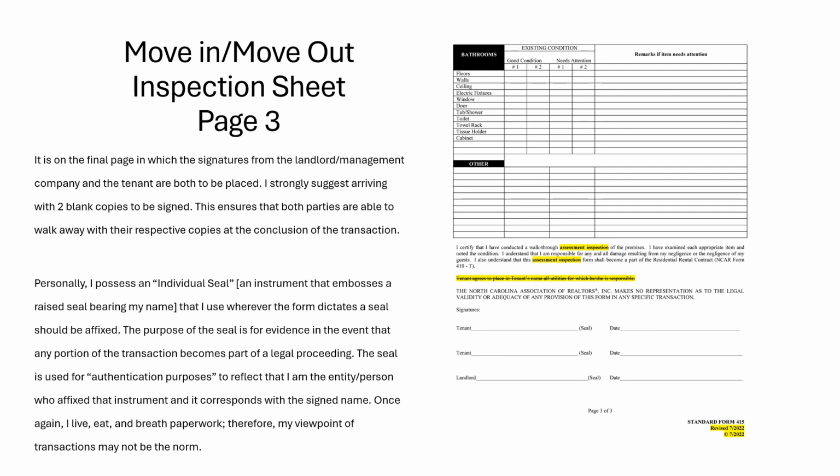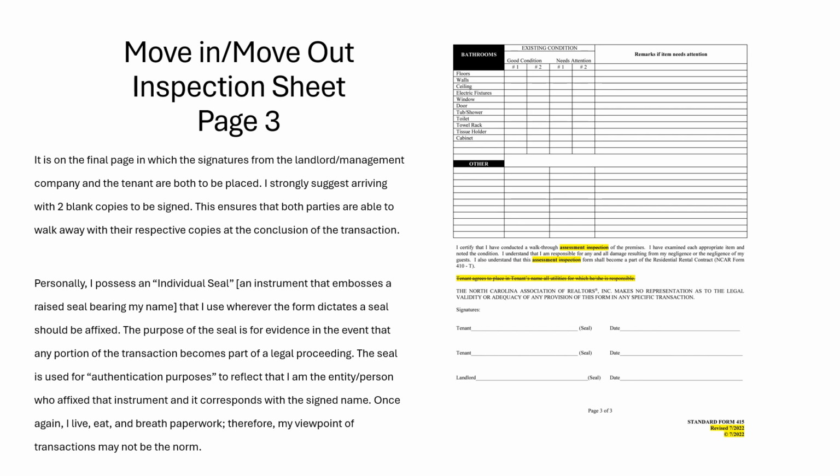Now, when you look at page 3, when you look at where it says tenant and landlord, you see in parentheses it says seal. Okay, I look at documents all day, every day. I actually have a personal embossed seal with my name on it that says individual. And I pull it out and I use it in situations like this.